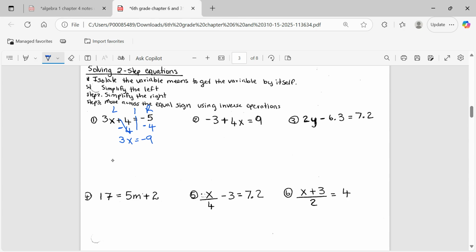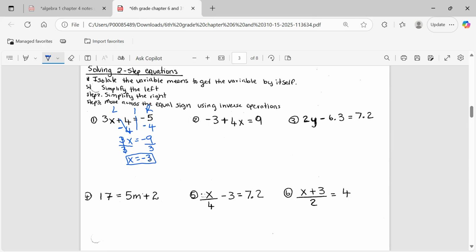Now to get x by itself, I'm going to do the opposite of multiplication, which is division. So I'm going to divide both sides by 3. And keep in mind I'm using the line for the division bar. And so x is equal to negative 9 divided by 3, which is negative 3. That is the value of x.